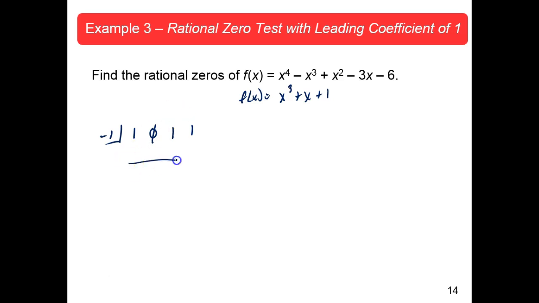Okay, then skip a line, draw a line. Okay, and bring down the 1. And then you get -1, and then you get 2, right? And then sadly you get not a 0. So that means there are no rational zeros for that polynomial.